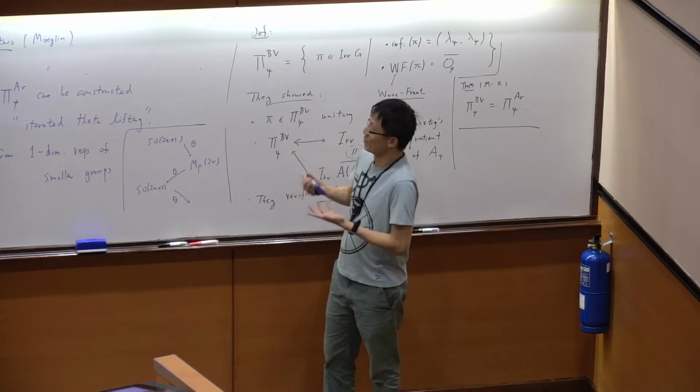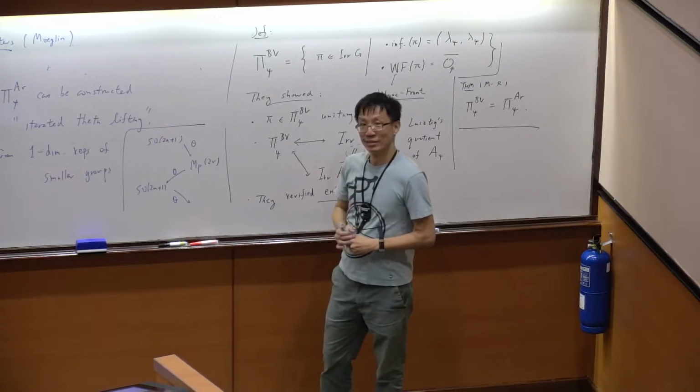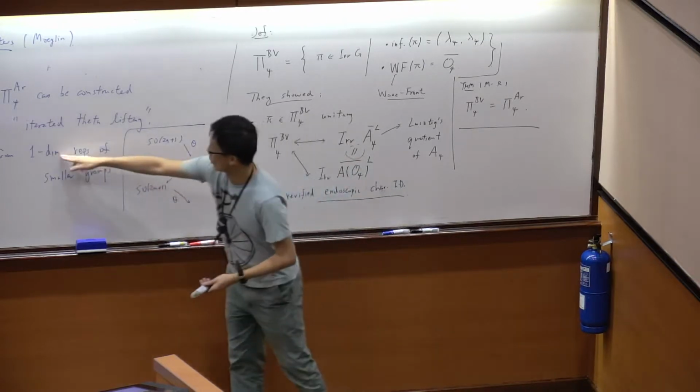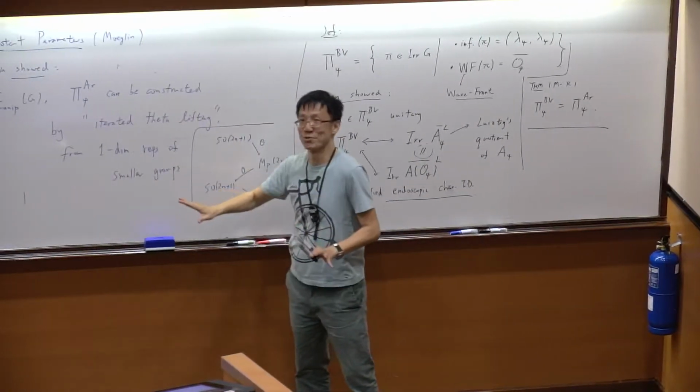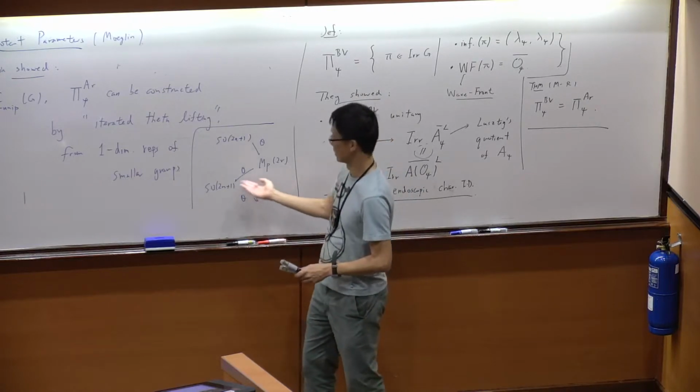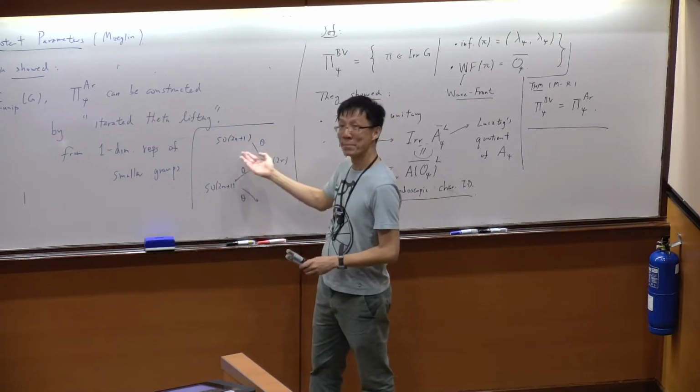So how then can she check that the local character identities, the endoscopic character identities hold? Because at the bottom, we are going to start at one dimension, and one dimension is trivial to check. Okay, it's very clear here, right? So we hope to propagate those character identities up.